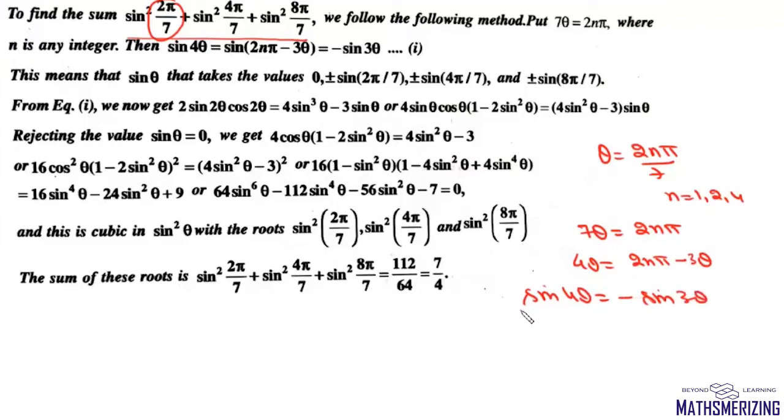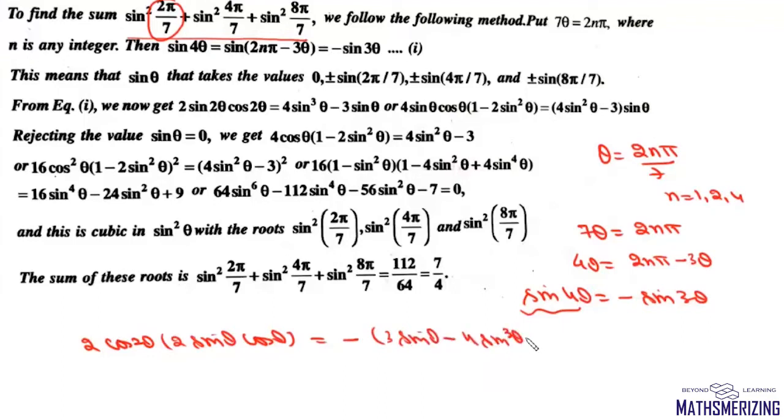Now we'll write the formula for sine 4 theta. So it will be 2 cos 2 theta and sine 2 theta. We can write sine 2 theta as 2 sine theta into cos theta, and sine 3 theta is 3 sine theta minus 4 sine cube theta. Now we can take sine theta common from both sides, which we can cancel. Otherwise we'd get sine theta equals 0, but theta is 2n pi by 7, so sine theta cannot take the value 0.